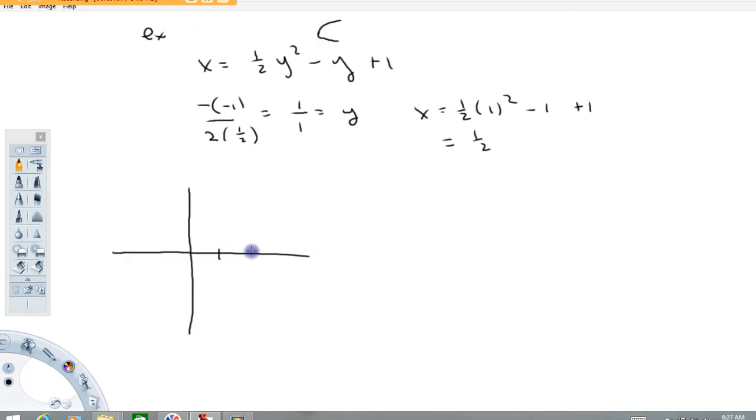All right, so 1, 2, 3, 1, 2, 3. Okay, 1/2, 1. Should be actually a little higher, but. All right, now we know it opens to the right, so this thing's going to look something like this.